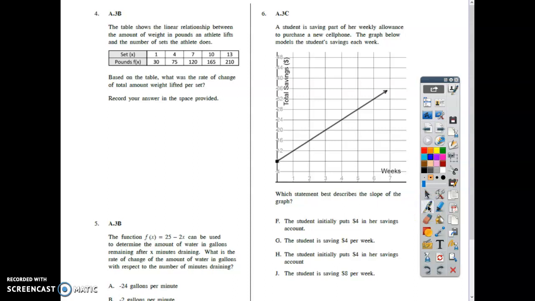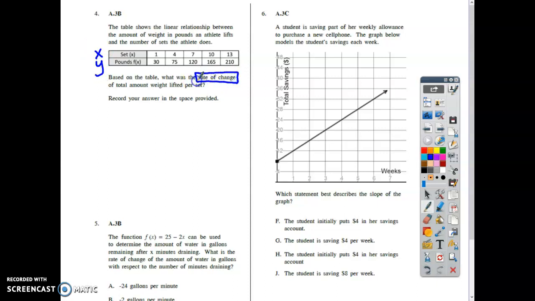Problem number 4, the table shows the linear relationship between the amount of weight in pounds an athlete lifts and the number of sets the athlete does. So just know that X is always first and Y is always second, okay? Based on the table, what is the rate of change?